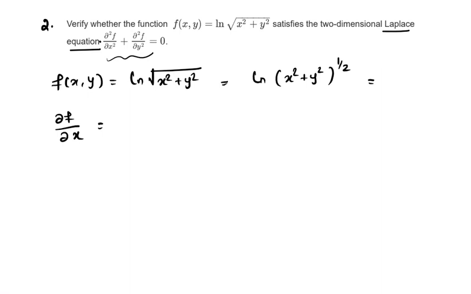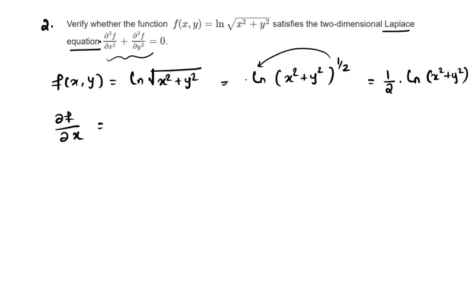Since it is a log value, we can write it in another way, that is 1 by 2 into log of x squared plus y squared. Whenever the log value has a power, the power can be transferred to the front. That's what we did here. Now it will be easier for us to differentiate partially with respect to x.